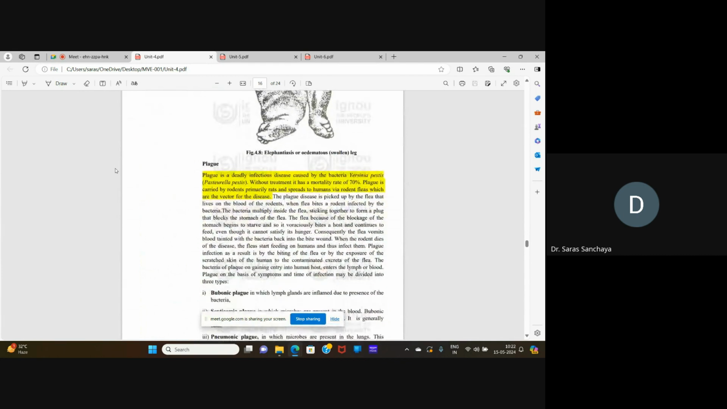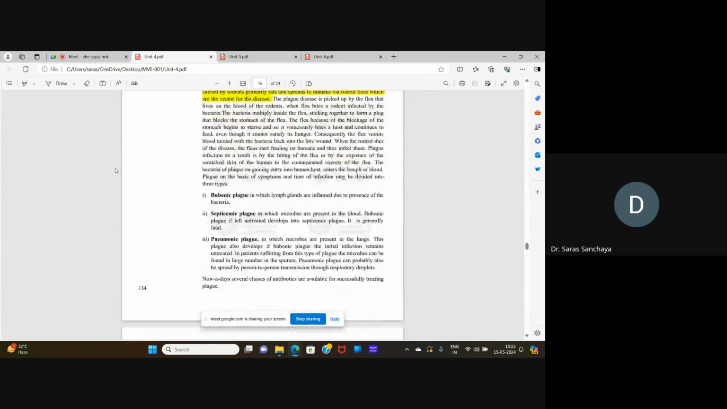Now we come to plague. Plague is a deadly infectious disease caused by the bacteria Yersinia pestis or Pasteurella pestis. Without treatment, it has a mortality rate of 70%, so it is quite high. Plague is carried by rodents, primarily rats, and spreads to humans via rodent fleas, which are the vector for the disease. So, the rat flea or rodent flea is the main vector for plague, and the causative agent is Yersinia pestis.